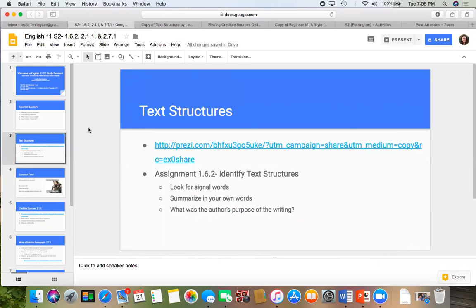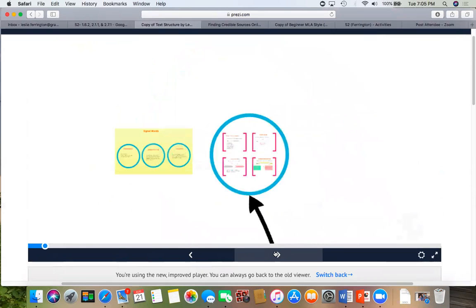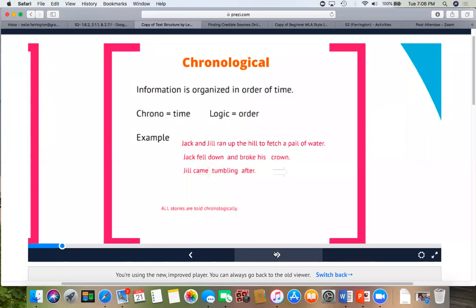So going down to our text structures, we're going to look at a little Prezi here, because I think it's a little bit more interesting than just my slideshow, about what text structures are and what they look like. The first thing we want to talk about is that a text structure is how the information is organized. There are 6 patterns that we're going to talk about. When you look at your Prezi in the actual unit in the class, they'll go over the same 6 text structures, which are chronological, cause and effect, compare and contrast, problem and solution, sequence or process, or spatial and descriptive.